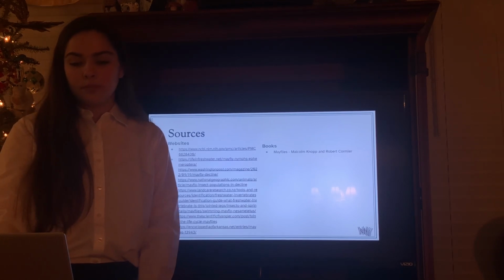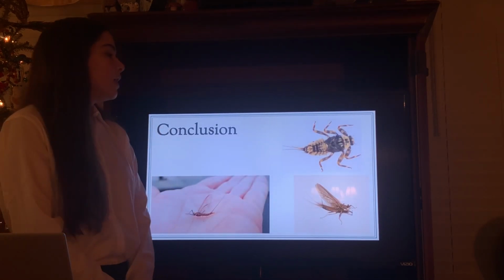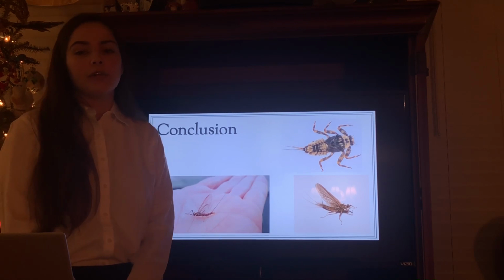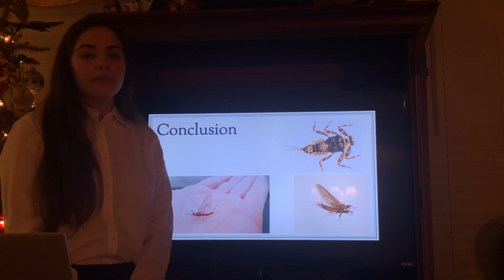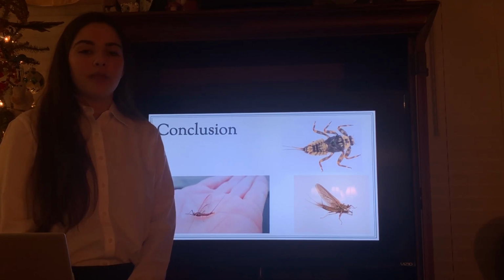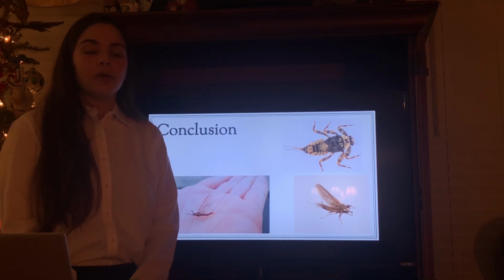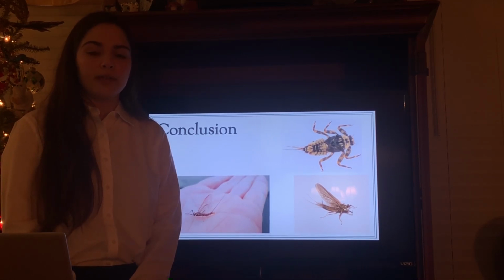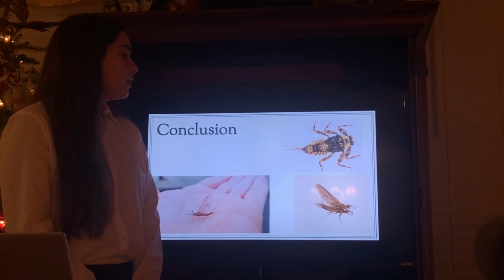Washington Post. Conclusion. Throughout this presentation, I've gone over the life cycle of a mayfly, the different types of mayfly nymphs, a diagram of a mayfly, as well as the cultural and ecological impacts that mayflies have on the habitat that they live in.